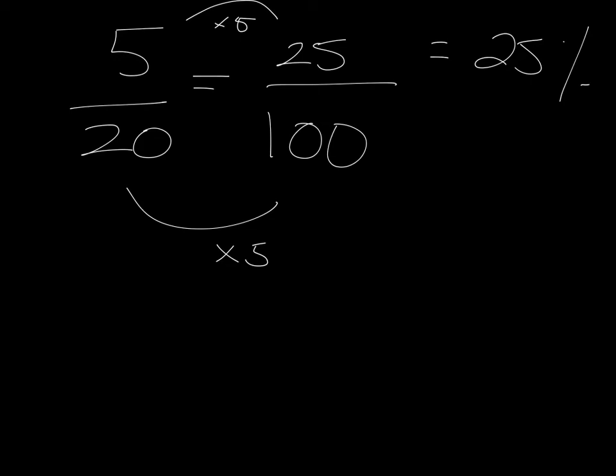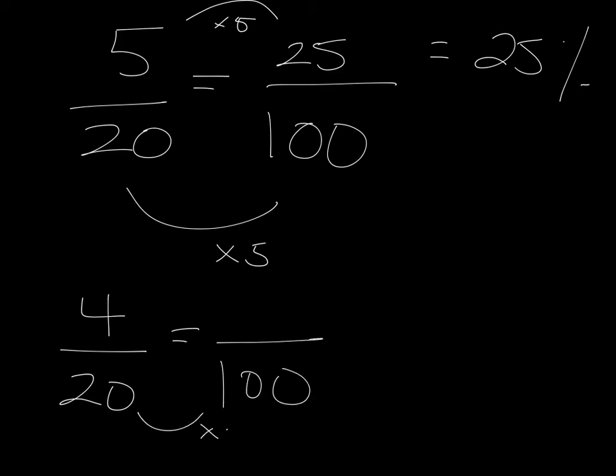And then we said that 4 people out of 20 like rock. So 4 out of 20 has to equal something out of 100. Again, 5 times 20 is 100. Whatever we do to the bottom, we do to the top. 4 times 5 is 20, which means that 20% of people like rock.